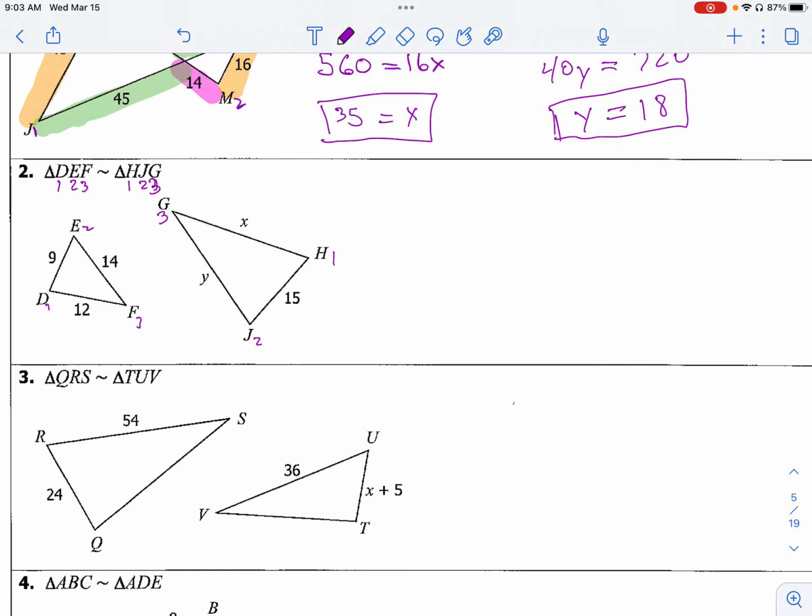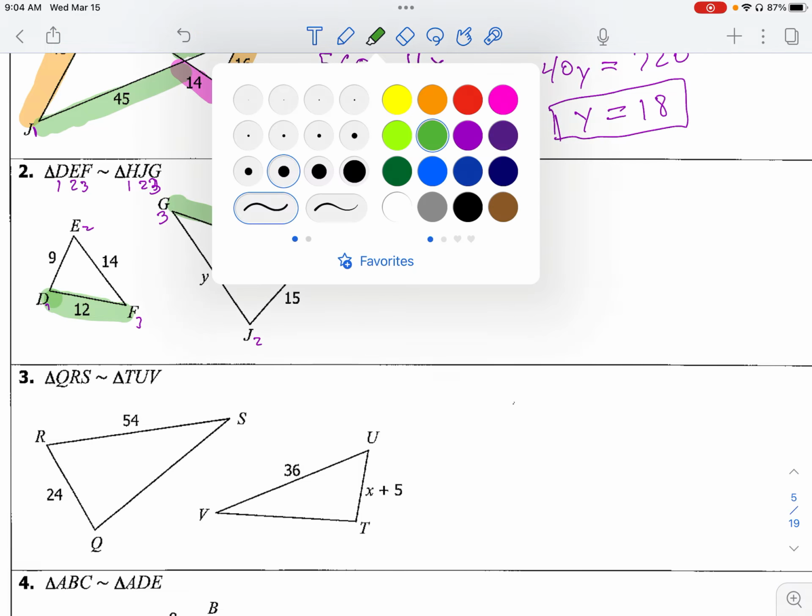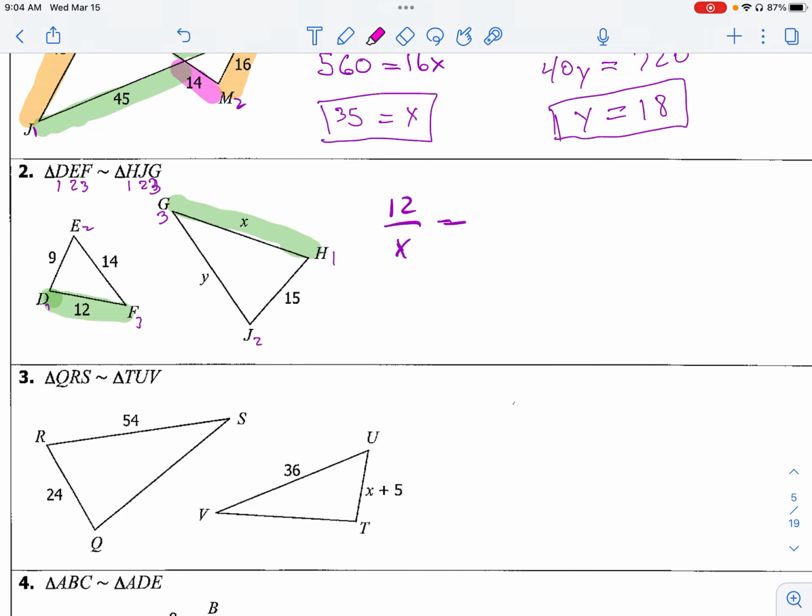So we need to find X and Y, and I like to do X first, so I'm going to highlight my X between 1 and 3. Find 1 and 3 in my other triangle, and that's right here, going to be 12. I know triangle DEF's on top because it's first, so 12 over X, but I need it equal to something. So, well, I got a 15 here between 1 and 2, and I got a 9 here between 1 and 2. So I can use X. I've got two numbers, 9 and 15.